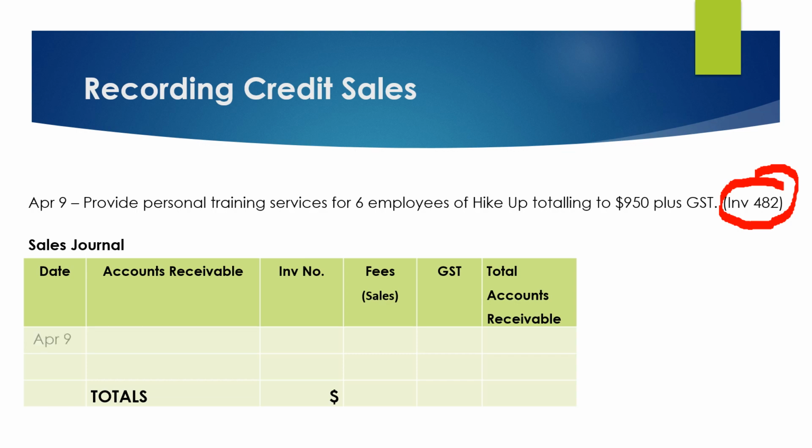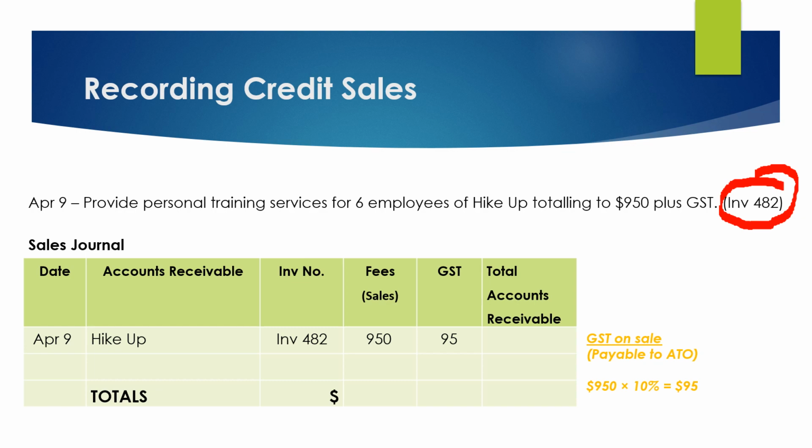We start by recording the date, followed by the name of the accounts receivable, that is HiCup, and the invoice number. In the fees column, we record the amount of the fees without GST, and that is $950. In the GST column, we record the GST amount of $95. Here's a quick reminder on how we calculate GST amount. The GST is calculated by taking 10% multiplied by the amount without GST, that is $950, and this gives us a GST amount of $95. As this is a GST on sale, it is a GST payable to the ATO.